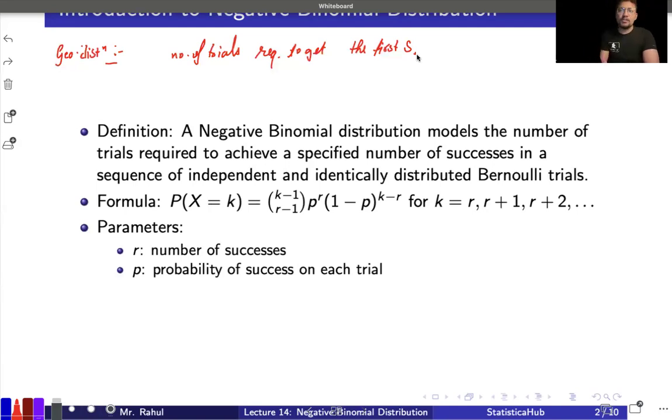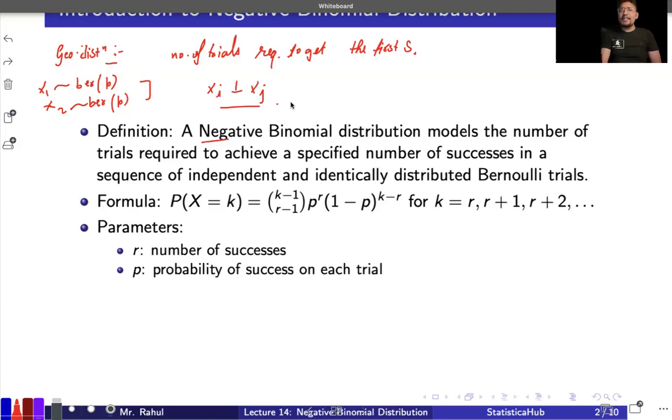The only difference. So if you go for the definition, it says that the negative binomial distribution models the number of trials required to achieve a specified number of successes in a sequence of independent, identically distributed Bernoulli trials. That means you have X1, the first trial, which is a Bernoulli distribution with parameter p. We have X2, the second Bernoulli trial, with parameter p. The p remains the same in all of them and they are independent of each other, so Xi is independent of Xj.